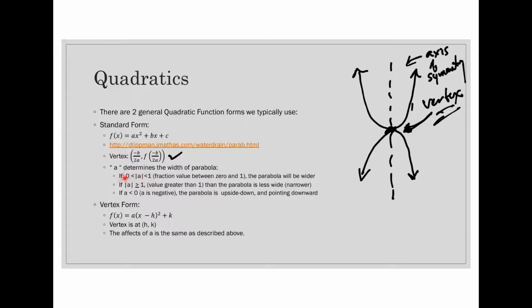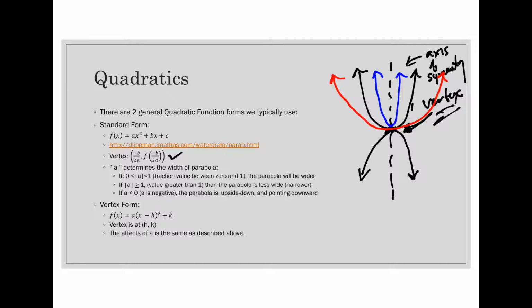So what we find is if we have an a value, and here I just took the absolute value of a, the value of a regardless of its sign. If it's between 0 and 1, what we're going to see is a much wider parabola. So if we had a parabola that looked like this over here, and we changed a to a number between 0 and 1, a fractional value, we're going to see our parabola get wider. And if it's more than 1, the parabola gets narrower.